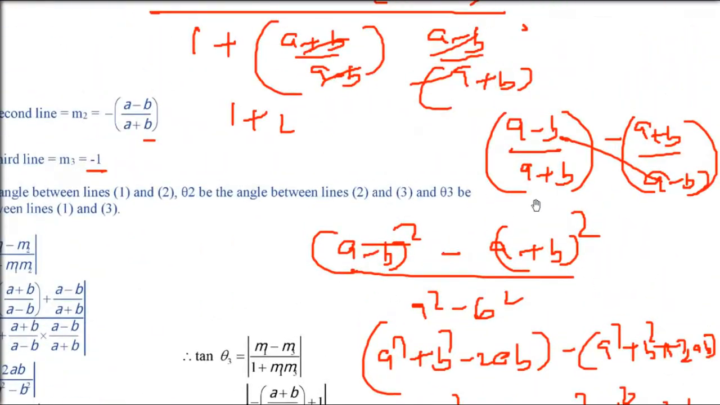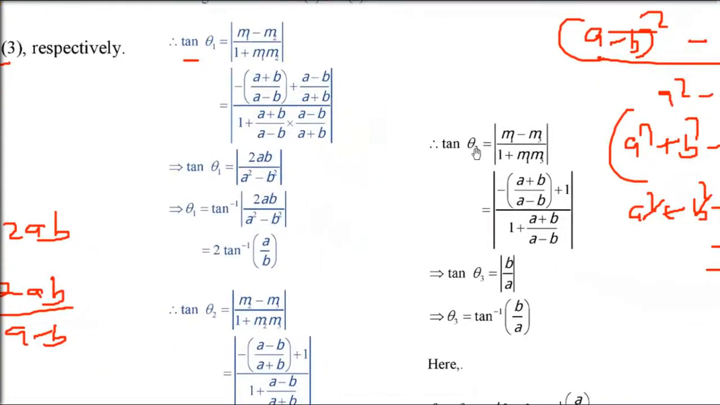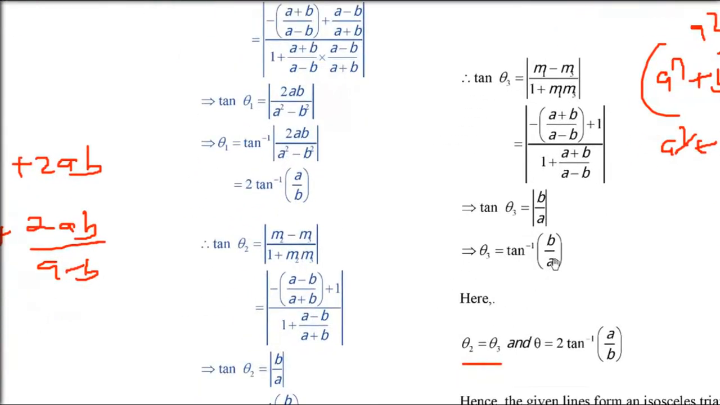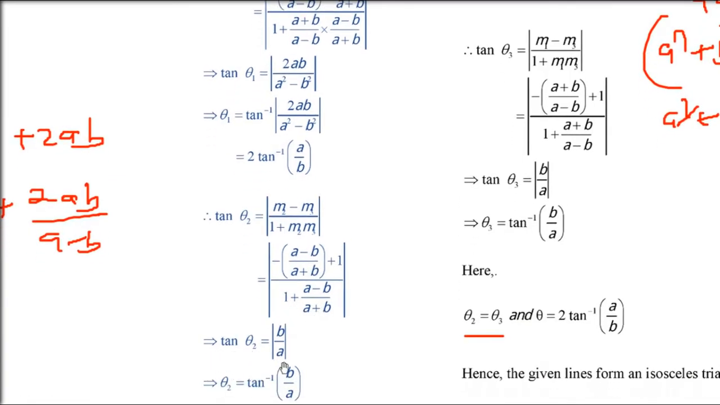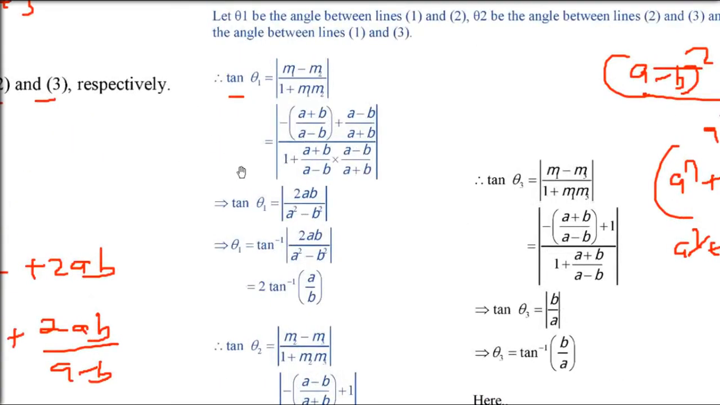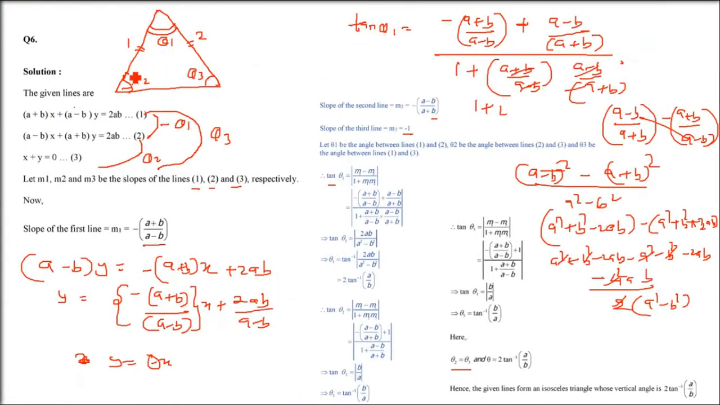Okay, this we already know by trigonometry, right? I am not going to go back to that one, it's just for you to recall that again. Now tan theta 3 and tan theta 2 we will find out. We already know m2 and m3. m3 is 1, m2 is minus a plus b by a plus b. So theta 2 will come as tan inverse b by a and theta 3 will come as tan inverse b by a. So theta 2, theta 3 you got.